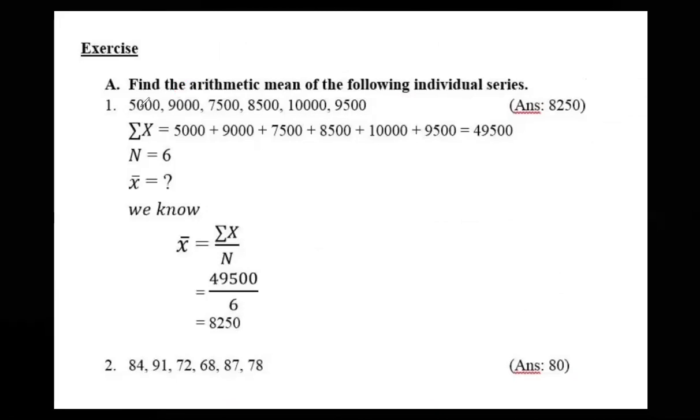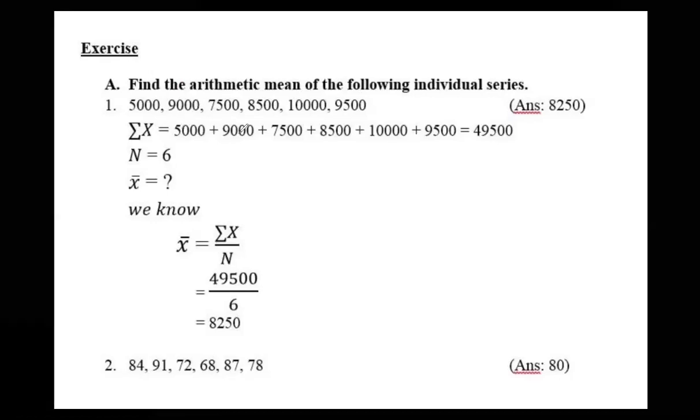First of all, we need to know the formula: summation x by n. Because there is no frequency, that's why it is summation x by n. Summation x means plus, adding. So let us find out the summation x. Summation x means add everything, whatever numbers are there: 1, 2, 3, 4, 5, 6. There are 6 numbers, so n equals 6. How many numbers? 6 numbers. Summation x means we need to add these 6 numbers.